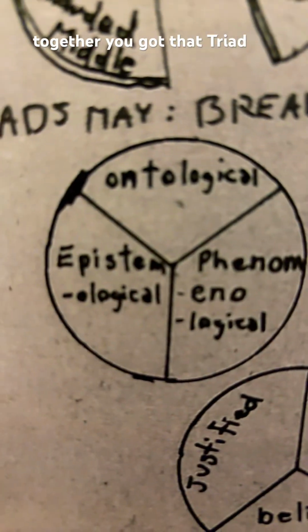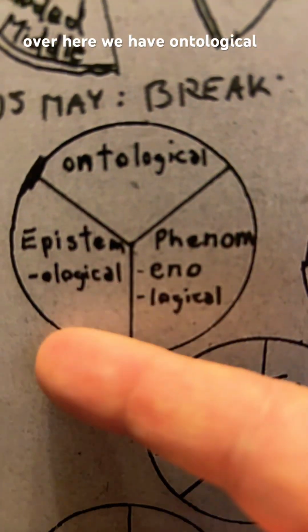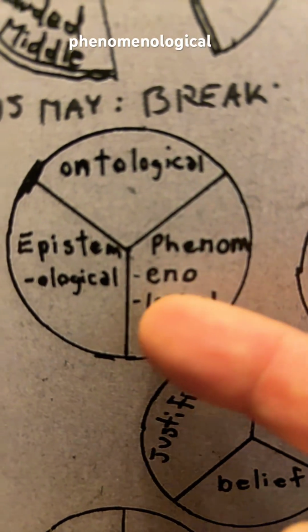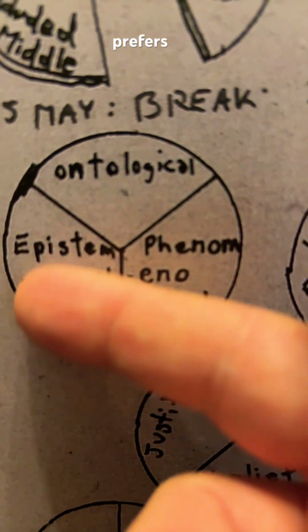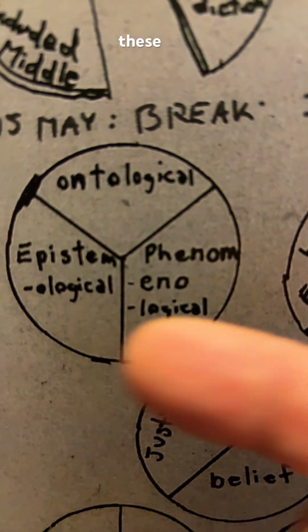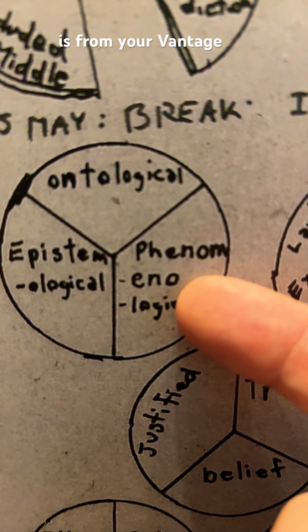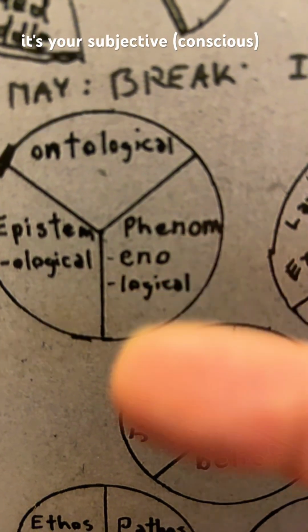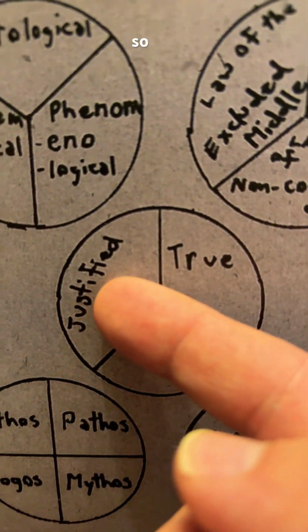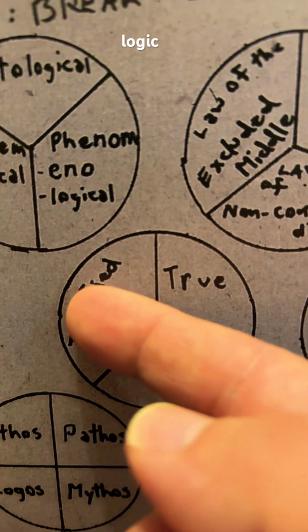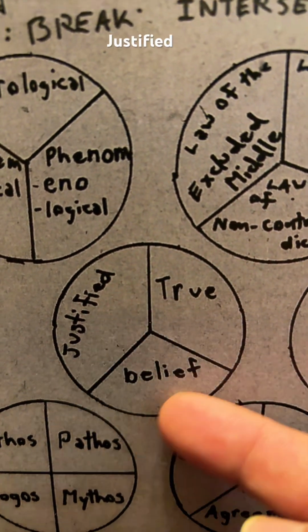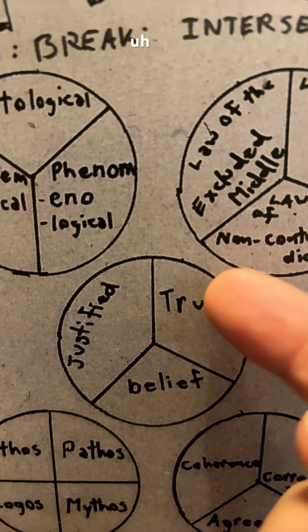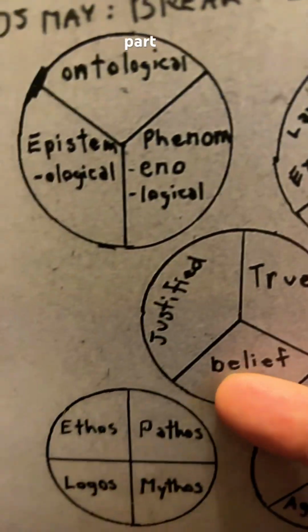You got that triad. Over here we have ontological, epistemological, and phenomenological. The Western canon preferences these two. The phenomenological is from your vantage point. It's where it's your subjective, right? And so in paraconsistent logic, we have justified belief, and we don't need the truth apart, right?